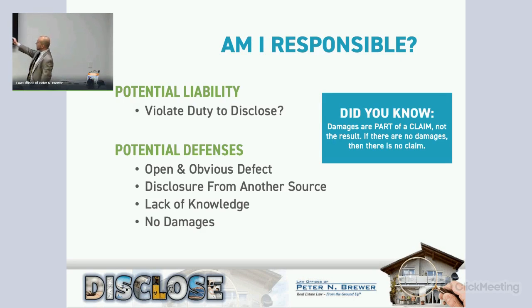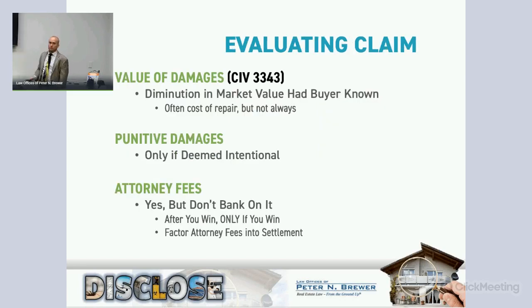And what that is controlled by is Civil Code 3343, and it's diminution in market value. That is, is the property worth any less than what the buyer paid for it because of the existence of that non-disclosed defect? Now, this is important because oftentimes we talk about the cost of repairing the defect as the driver, but that is not the measure of damages that's applied generally. It's this diminution in value.